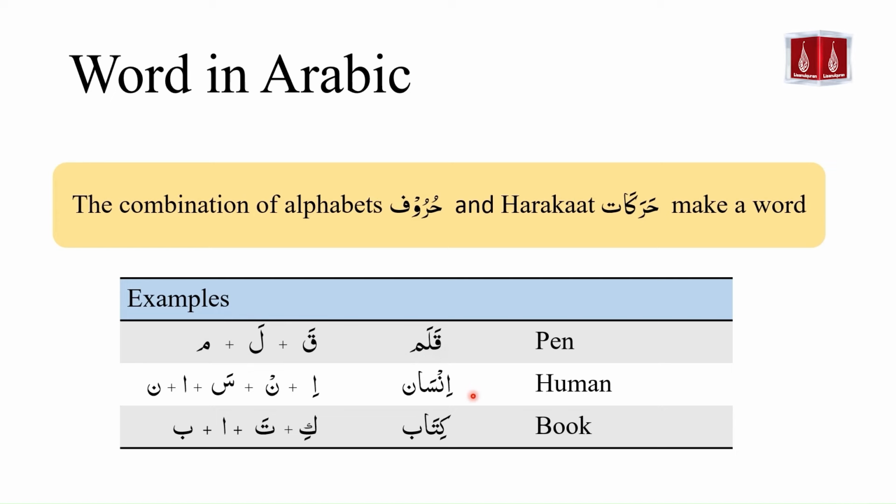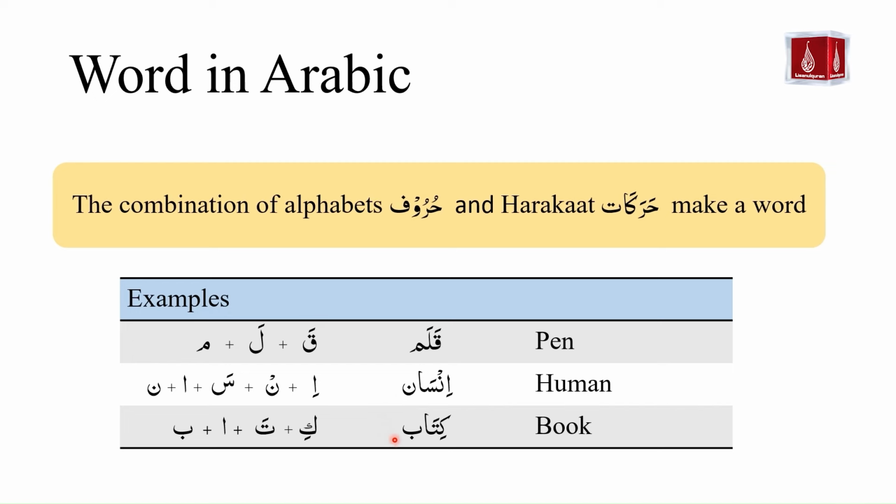The next word is insan, which means human. Insan is made of the following huruf: Hamza. Remember, this is Hamza, not alif, because of the presence of zair. Noon, Seen, Alif, Noon. So the combination of these huruf and harakat will make the word insan.